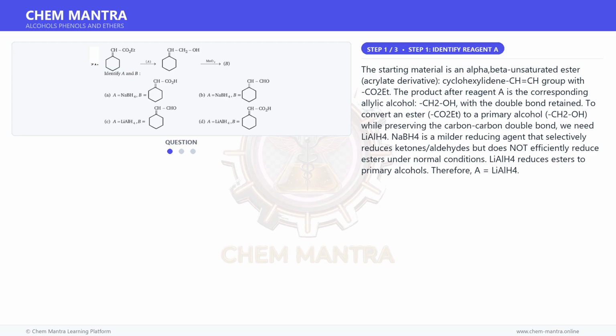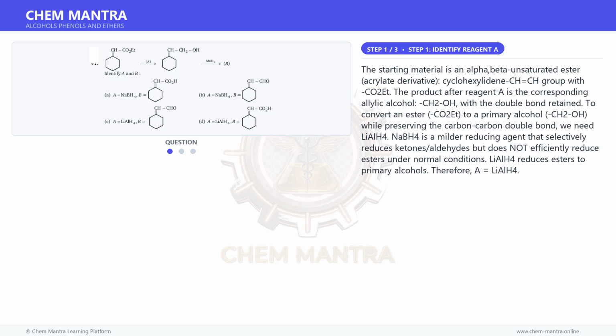The starting material is an alpha, beta unsaturated ester, an acrylate derivative, a cyclohexylamide CH=CH group with CO2R. The product after reagent A is the corresponding allylic alcohol, CH2OH, with the double bond retained. To convert an ester, CO2R, to a primary alcohol, CH2OH, while preserving the carbon-carbon double bond, we need LiAlH4.